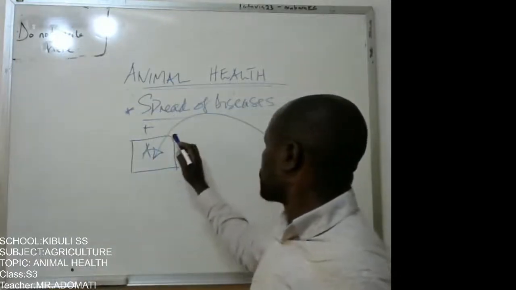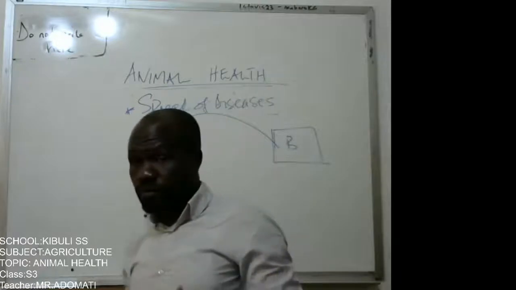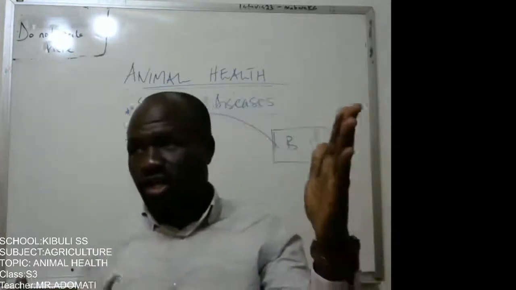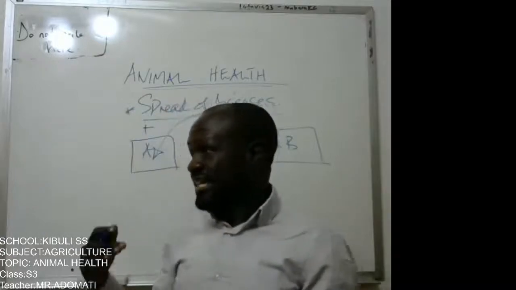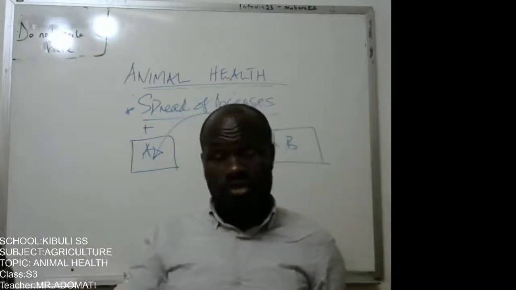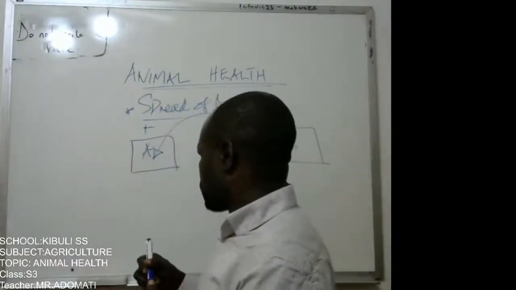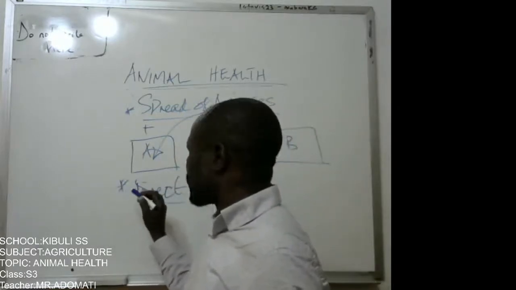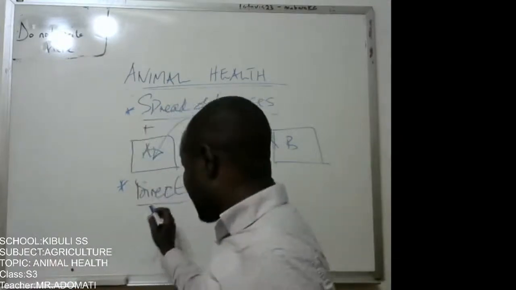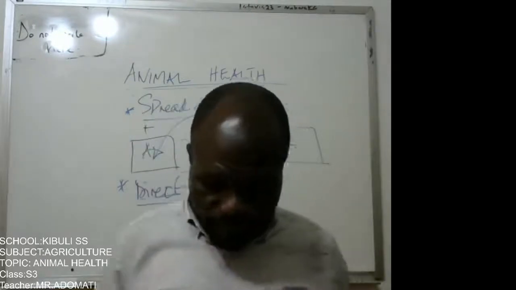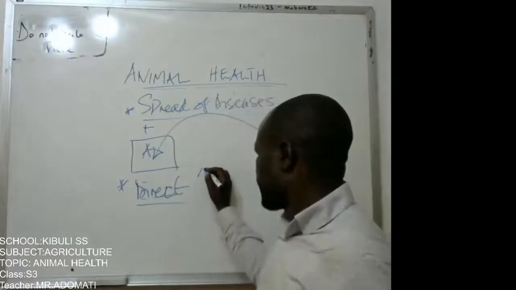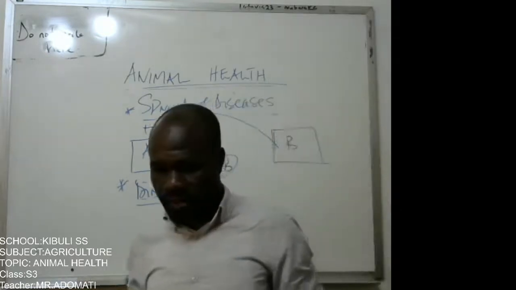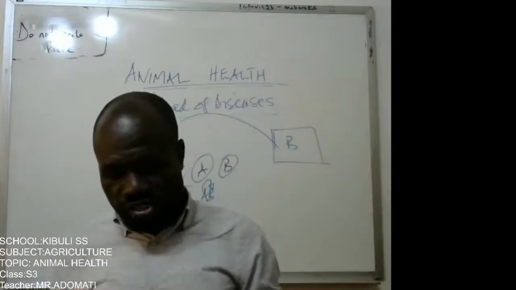Then the other way through which these animal diseases spread is through contact. If a diseased animal comes into contact with one which is not diseased, the diseased one is going to pass on the disease. Even in humans, we have diseases that are spread through direct contact. Remember, those that are spread through direct contact, we call contagious diseases. So, take an example. You have animal A sick, animal B healthy. When A and B come into contact, A will pass on the disease to B. So, direct contact with one which is infected.